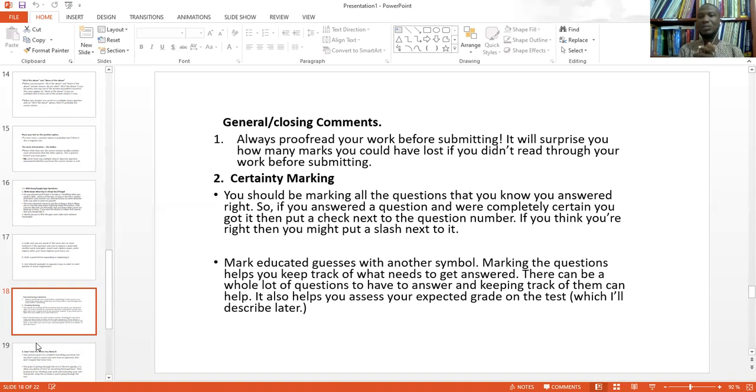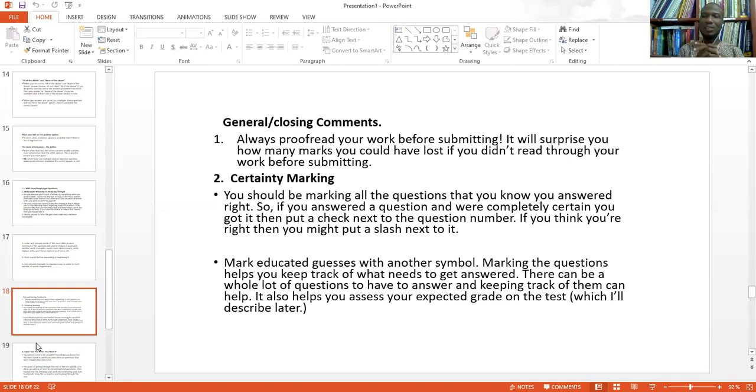It's very, very important, because you can lose so many marks just because you didn't proofread your work to correct simple mistakes you made unintentionally. So it's very important to always proofread your work when you finish.